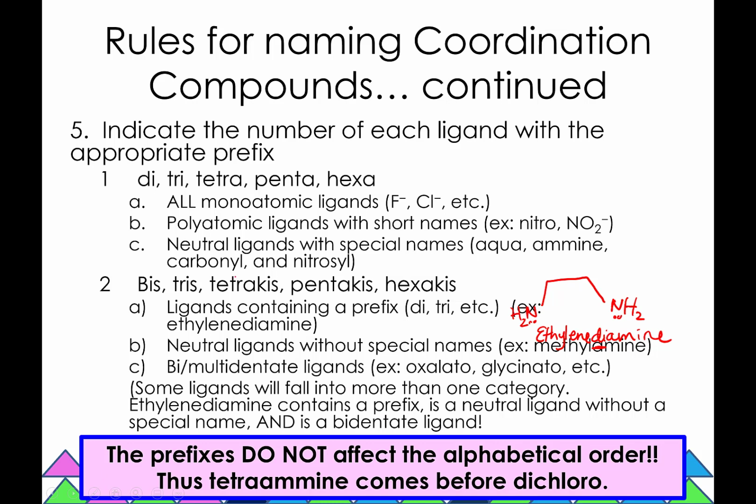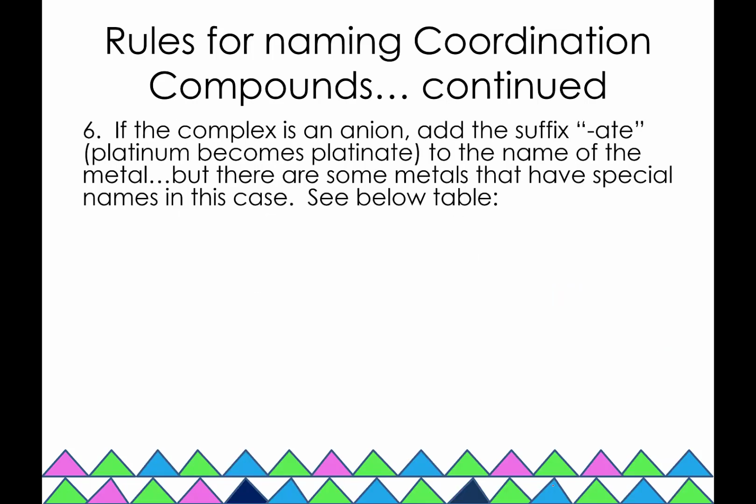So the order of the ligands is based alphabetically. The prefixes do not determine the alphabetical order. The actual name of the ligands do. So tetraamine would come before dichloro. This is what I was mentioning before.